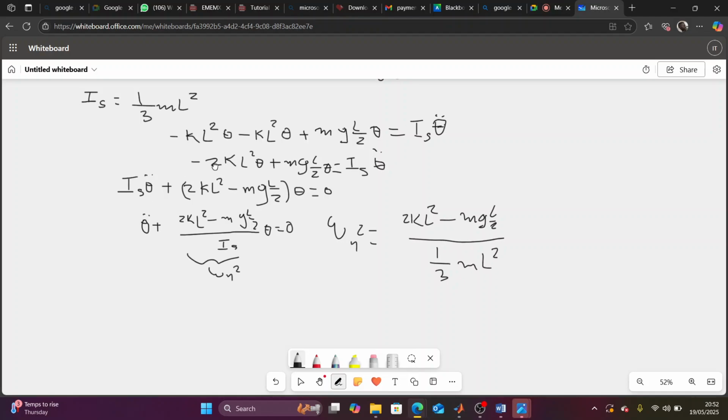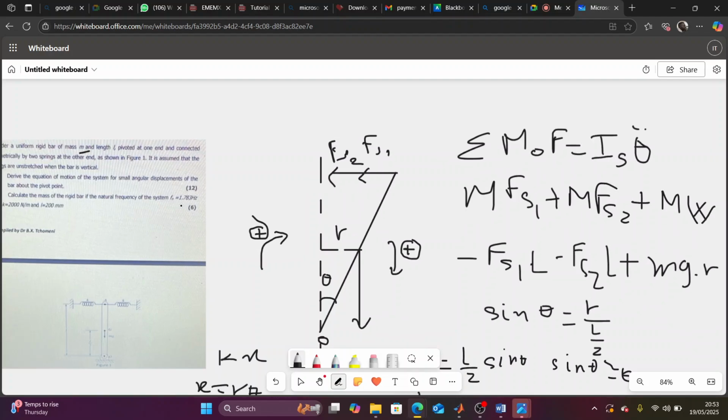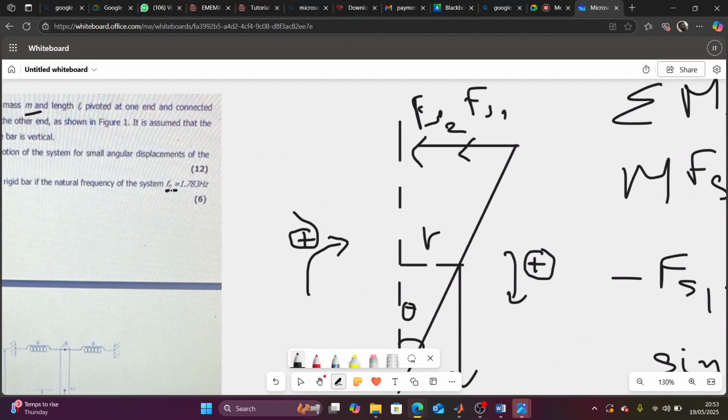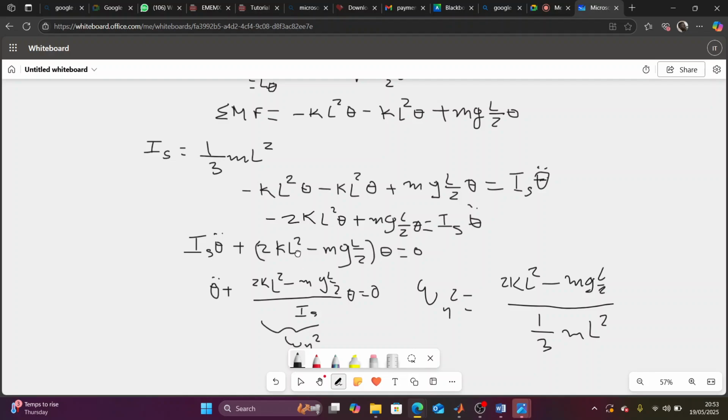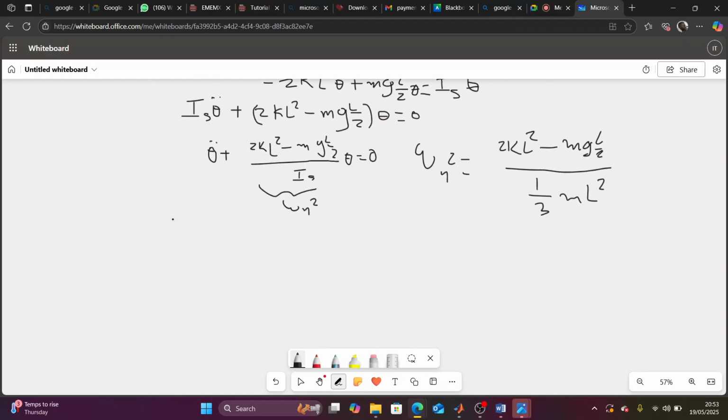Do we have Wn? I think we were given the information here. They said Fn is equal to 1,3 hertz. Remember, Fn is equal to Wn over 2 pi. This one is the natural frequency. Are we good on that one? So we can get Wn from here, simply 2 pi multiplied by Fn, and you are done.